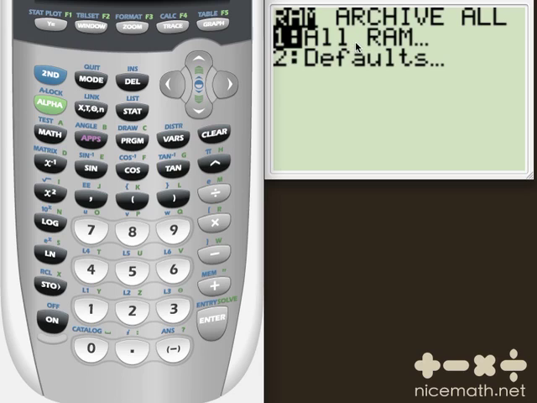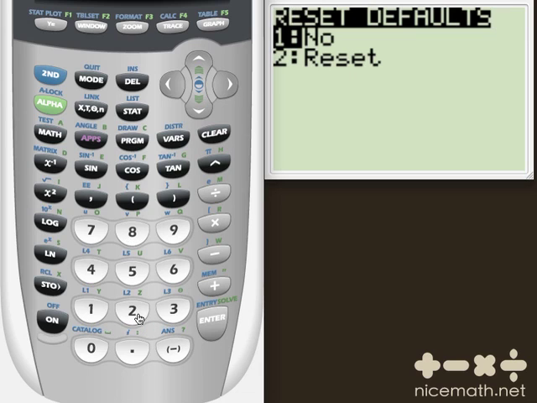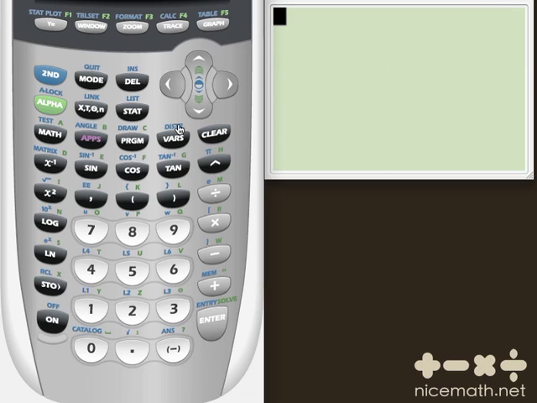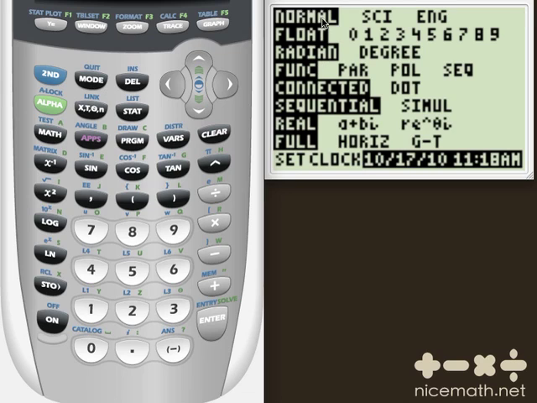All RAM is going to restore or erase all, if you have anything stored for your variables, or if you have any programs. And it also might be a good idea to do that, especially if you're getting one from the class to take a test or something like that. But usually defaults will get you back if you're a little stuck, if you've been trying some new things on your calculator. Yes, we want to reset it, so now it's reset. So now if we go back to our mode, now everything is back to where it was to begin with.